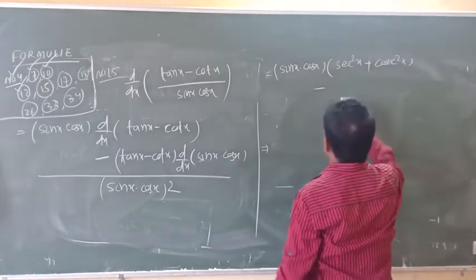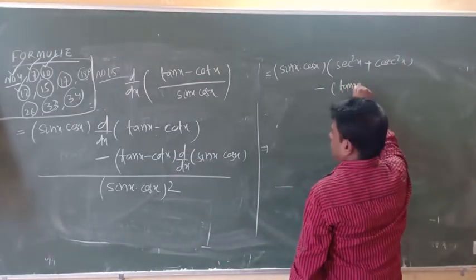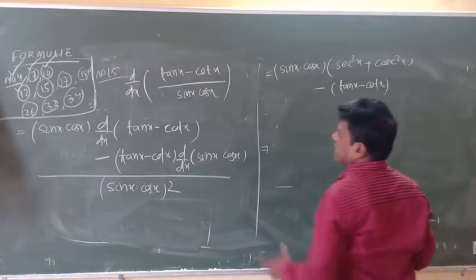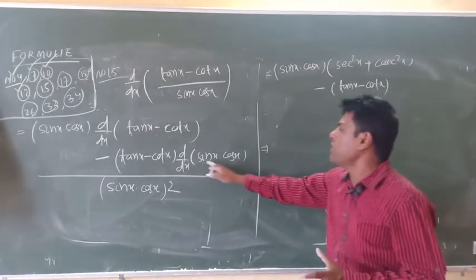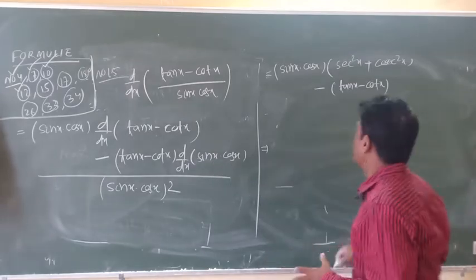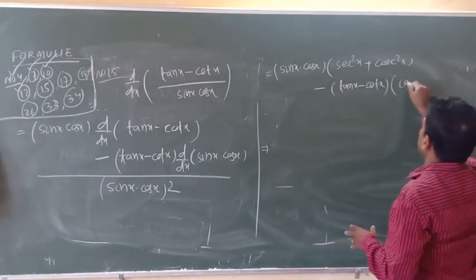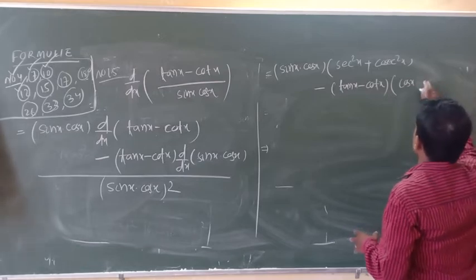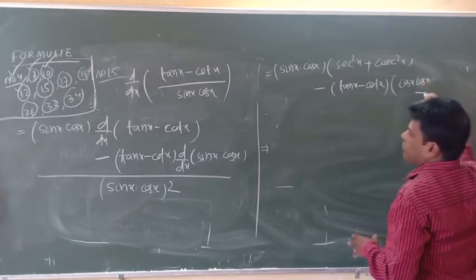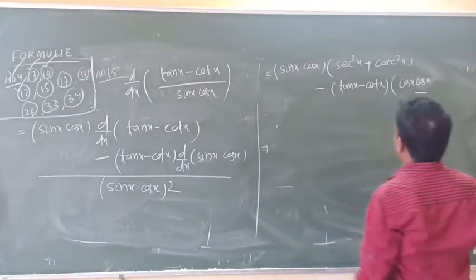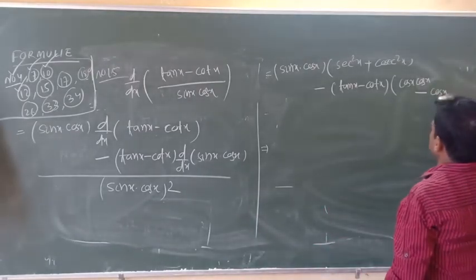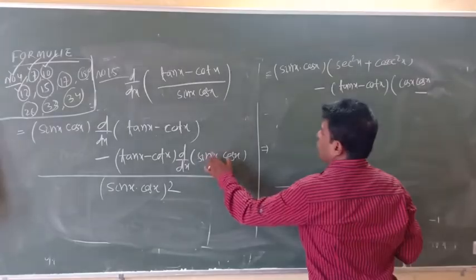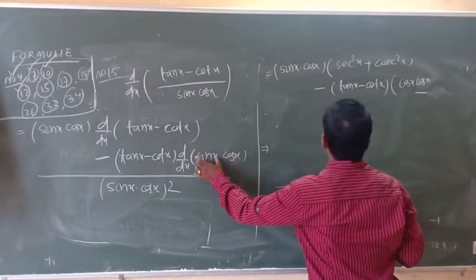Minus tan x, minus of cot x is a constant. Sin x into cos x is a multiple of functions. So cos x is a constant. Derivative of sin x into cos x, minus... Here you look, cos x is a constant. Derivative of sin x into cos x.